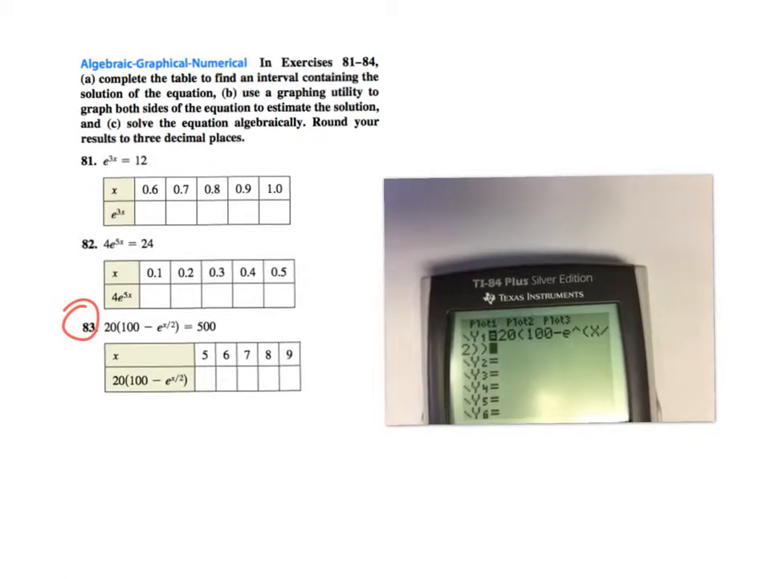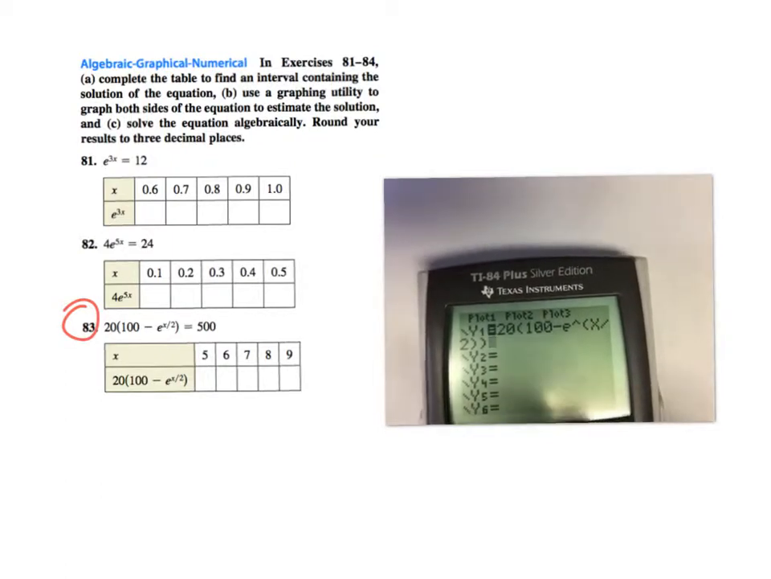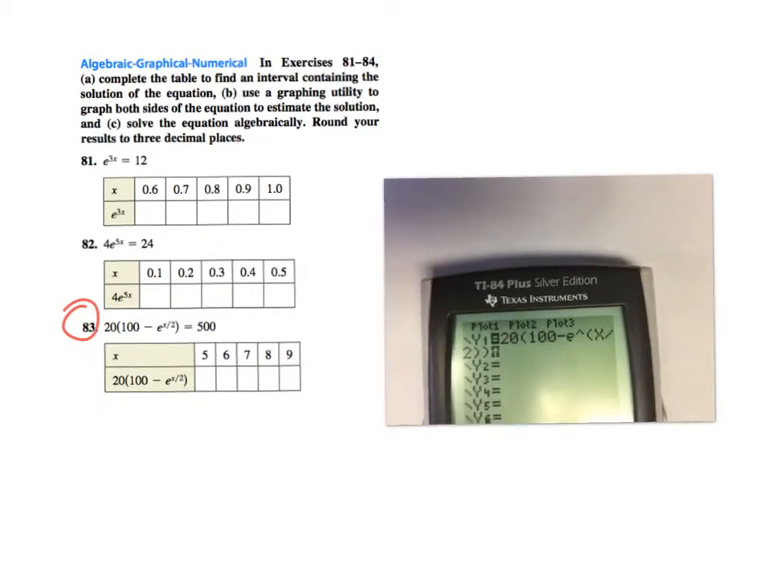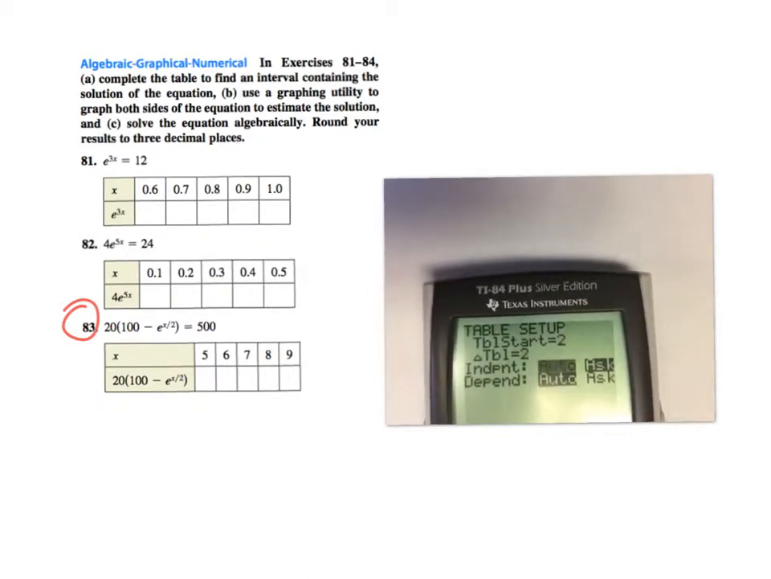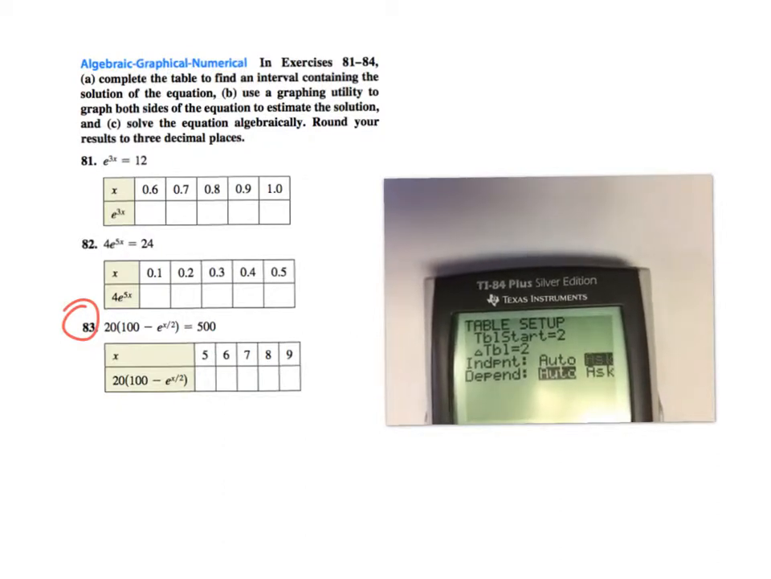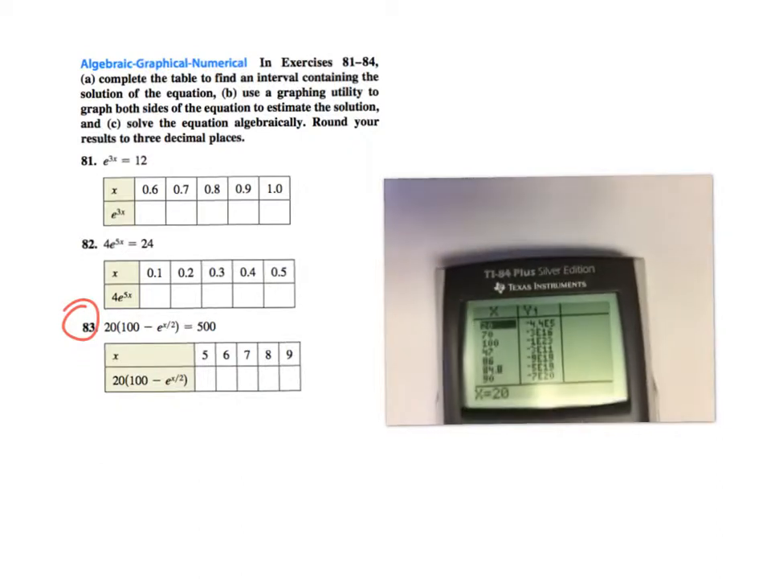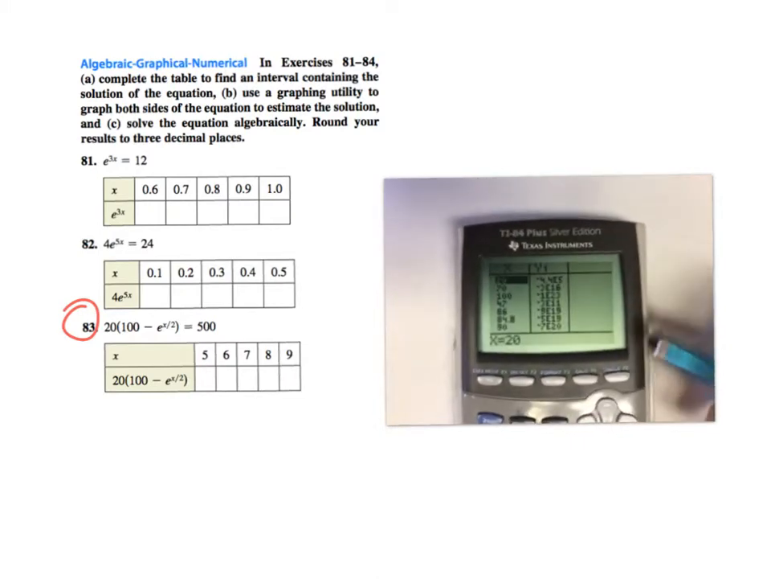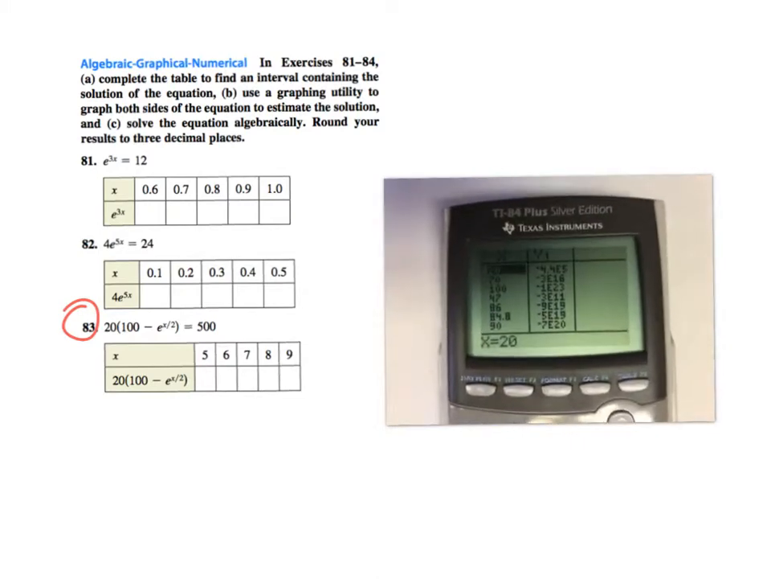So one thing I'm going to do is on my calculator, I'm going to make sure that it is set up, table set says ask for the independent. So it should look something like this. Table start, delta table, doesn't matter. Ask and auto is what matters. Next thing, I'm going to go to my table, second graph, and I'm going to just complete the table like it says.